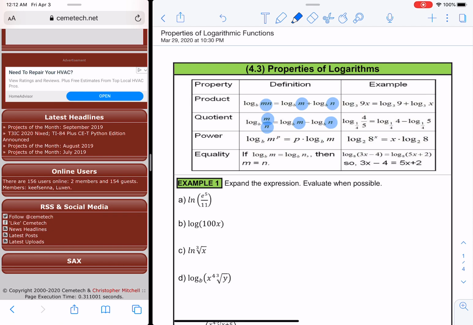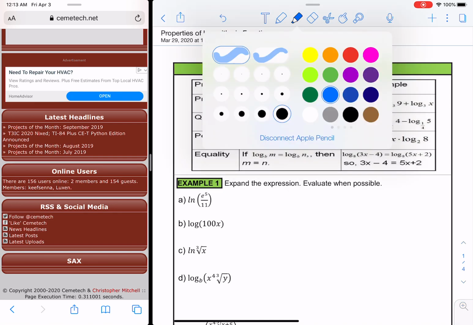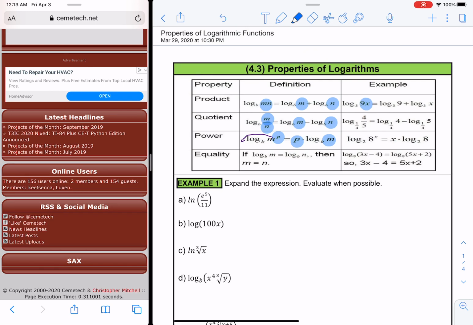And if we have log base b of m raised to the power of p, what happens is that p is going to move to the front, and we would simply have p times log m base b. And if log m is equal to log n for any base b, then it implies m has to be equal to n.